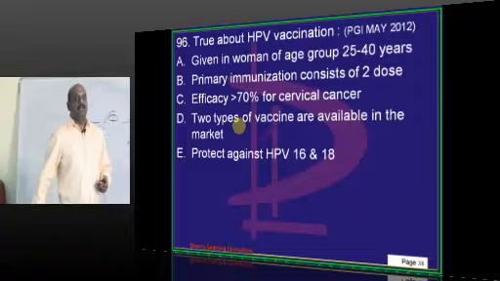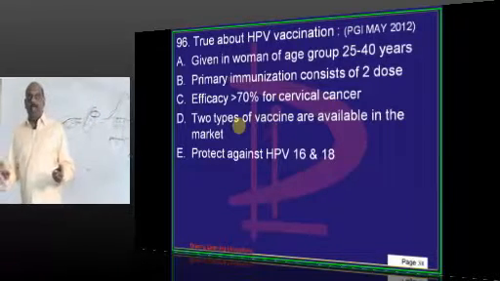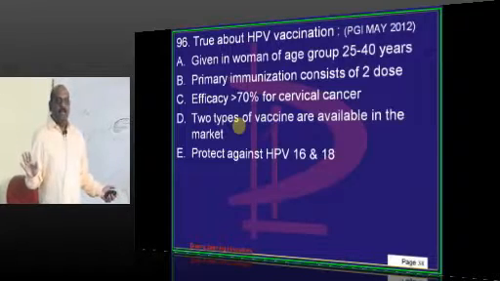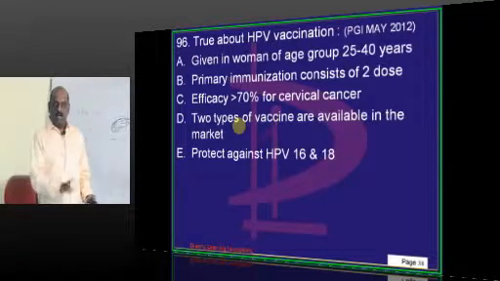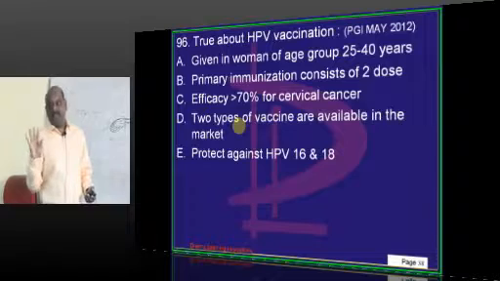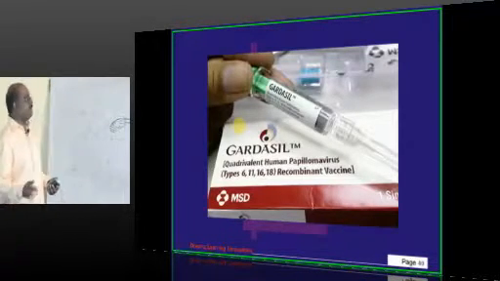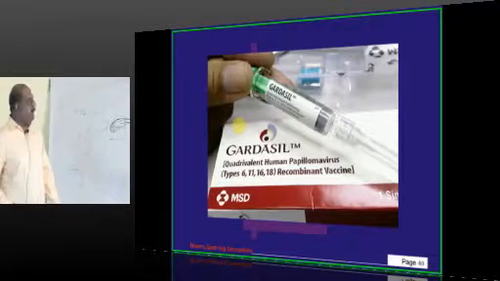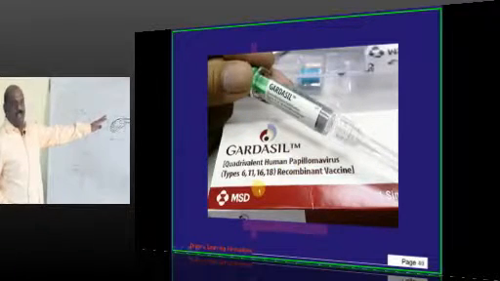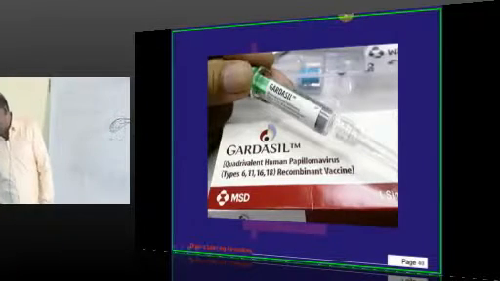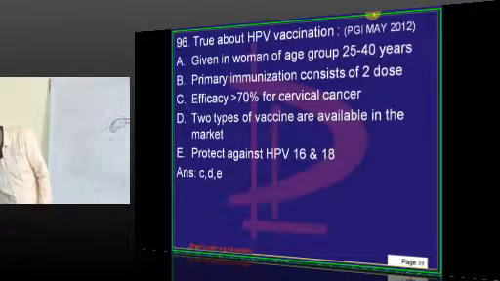HPV vaccination, very high yield topic. Many times this is asked and it will be asked. What is quadrivalent, what is Gardasil, what is bivalent, etc., etc. Everything you should read about HPV vaccination, especially in our country where carcinoma cervix is very common. So quadrivalent papilloma virus 6, 11, 16, 18 become the Gardasil is what you need to basically remember.